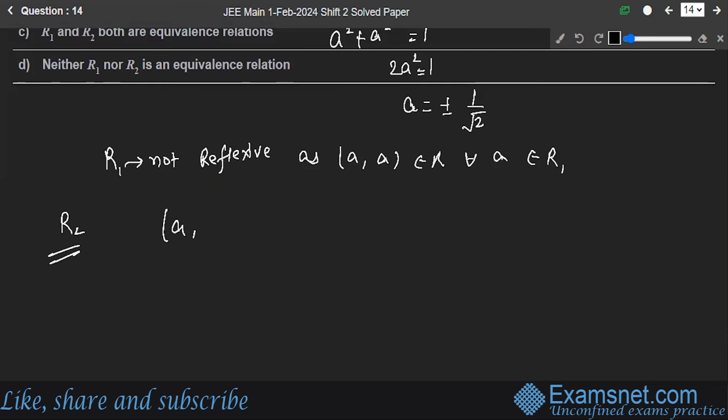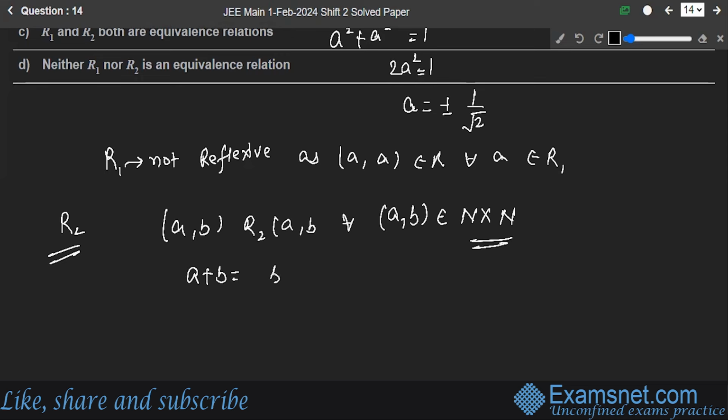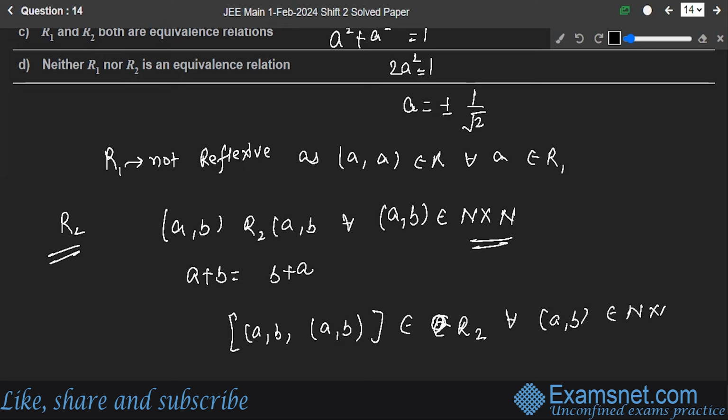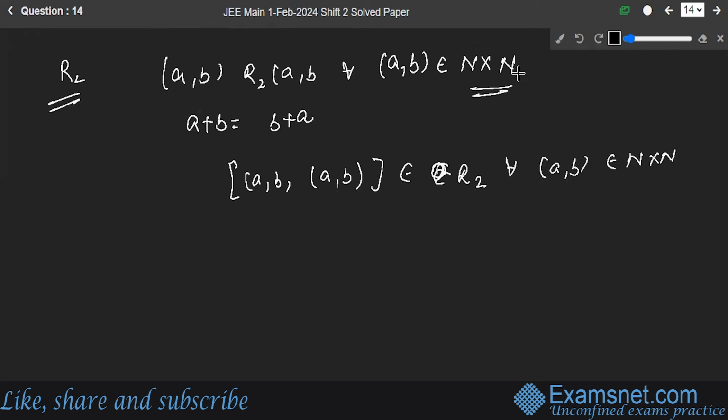For the reflexive, you have (A, B) R2 (A, B) for all (A, B) belonging to natural times natural, right? So you have A plus B is equal to B plus A. That means (A, B) belongs to R2 for all (A, B) belonging to N cross N. Right, so that means R2 is reflexive.